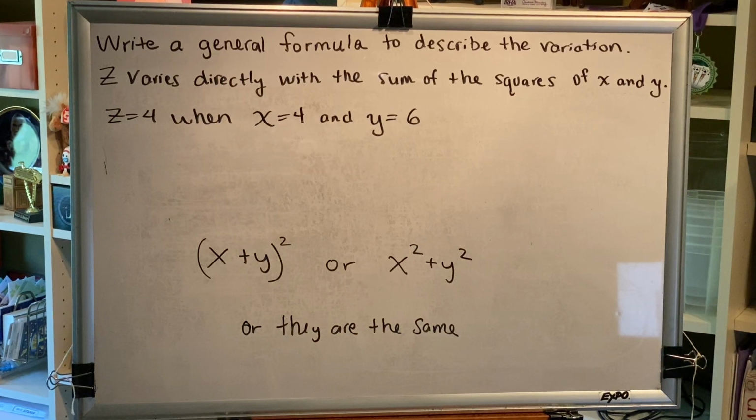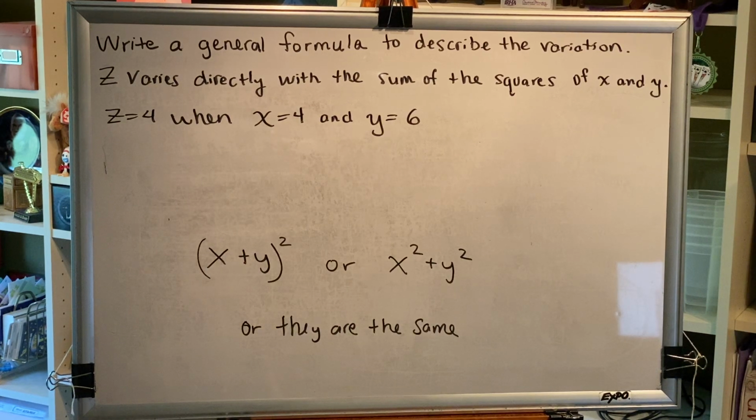The topic of this video is constructing a model using variation. Let's look at a problem. Write a general formula to describe the variation. Z varies directly with the sum of the squares of x and y. Z equals 4 when x equals 4 and y equals 6.